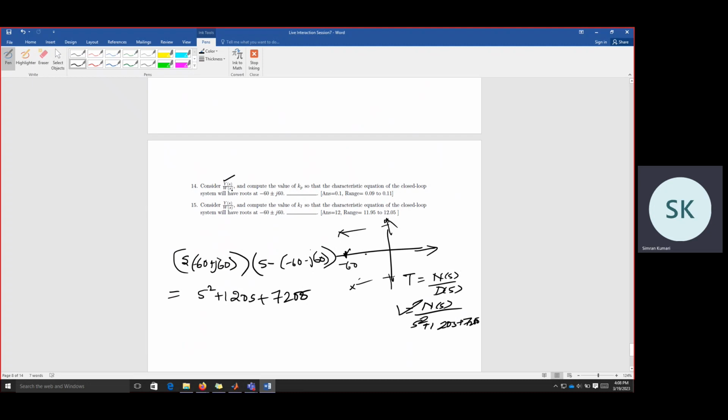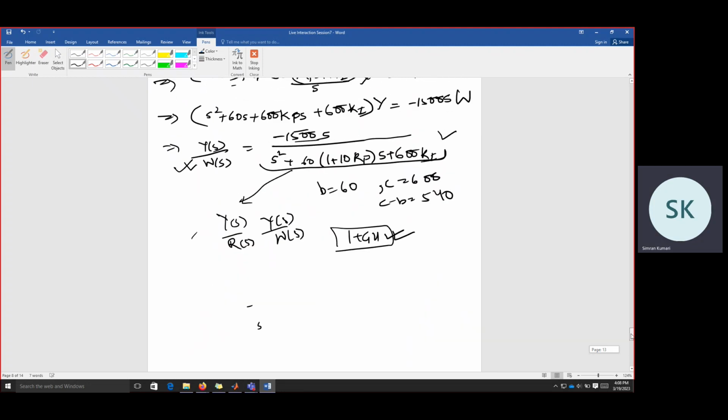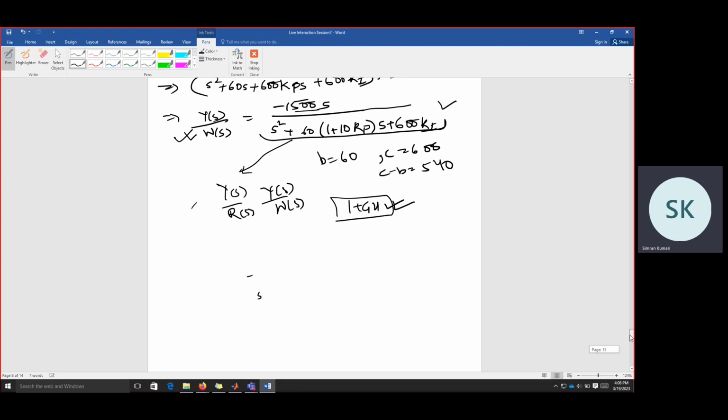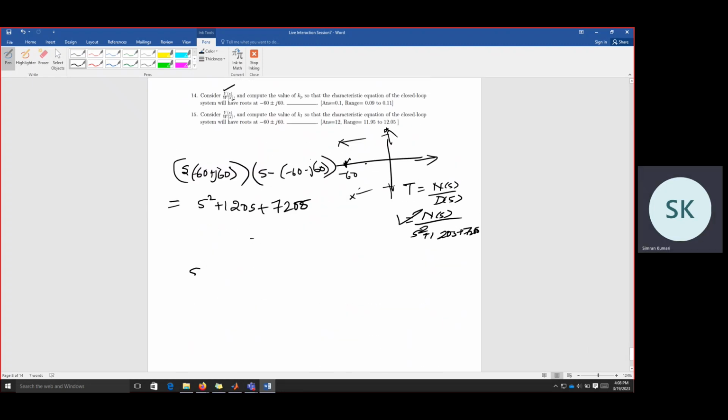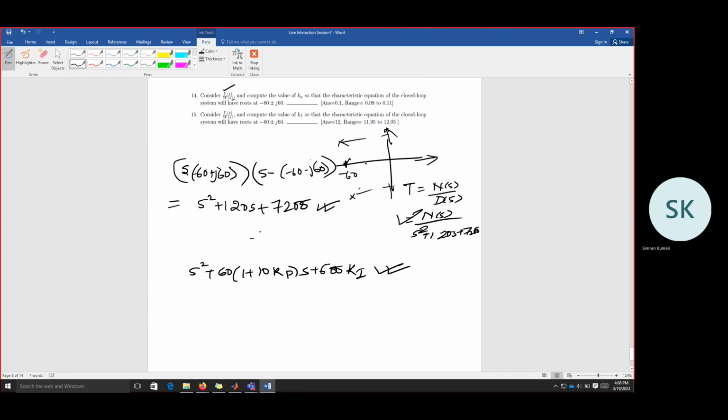So for this W(s), we have this characteristic polynomial, which is s square plus 60 plus 10 Kp plus 600 Ki. That is, s square plus 60(1 plus 10 Kp)s plus 600 Ki. This is the characteristic equation we found, and this is the one if roots are given. So these two should be equal.